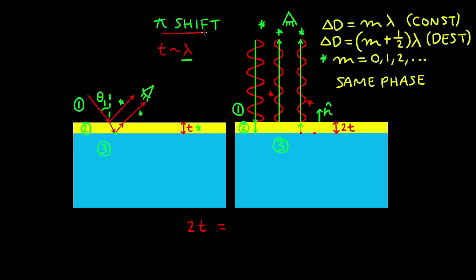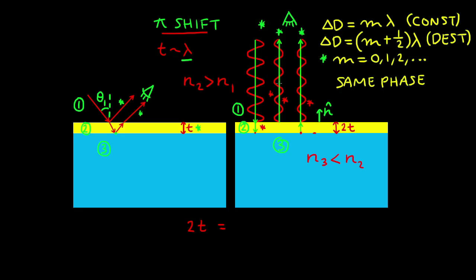And now remember, a pi shift occurs if the index of refraction of the second medium is greater than that of the first medium. So oil has a larger index of refraction than air, so this wave over here is pi shifted. And for this second wave that was reflected at the oil-water interface, water has a smaller index of refraction than oil, then in that case no phase shift occurs.